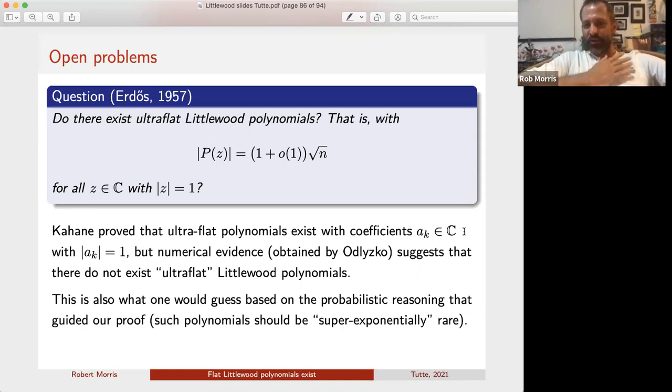Our heuristic we had earlier suggested this probability should be like 1 minus delta squared to the n. And so when delta gets close to 1, this should be super exponentially unlikely. And because we only have 2 to the n Littlewood polynomials, there's no reason to expect these things to exist. So my strong suspicion is that these things do not exist. Both the heuristic and the numerical evidence point in that direction. But I have no idea how to prove it.